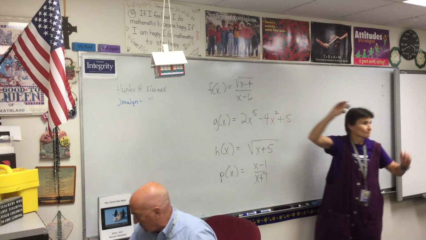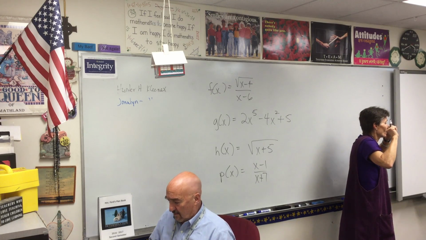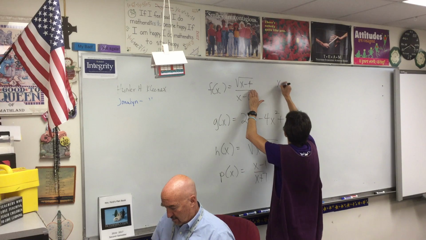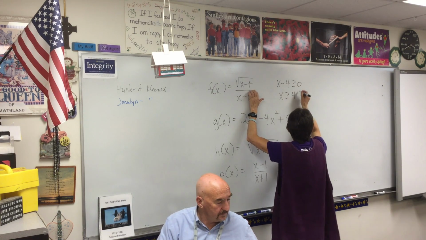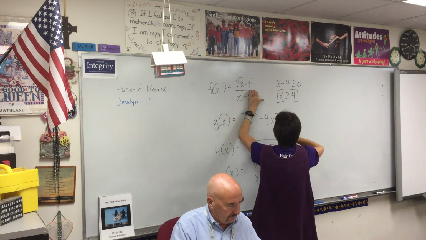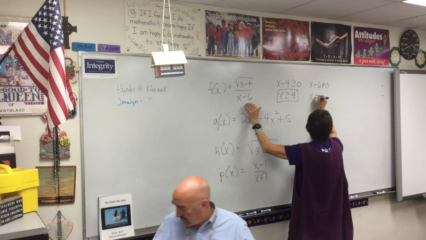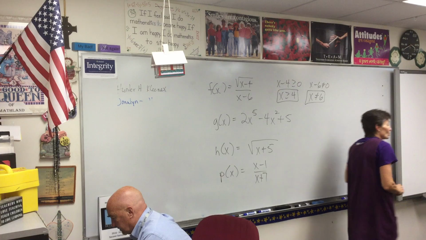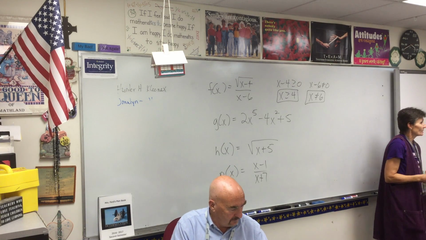All right, domain. Domain, what do we look for? And we have both. So x minus 4 has to be bigger than or equal to 0, and x minus 6 cannot equal 0. So both of these together go on the answer blank for question A.